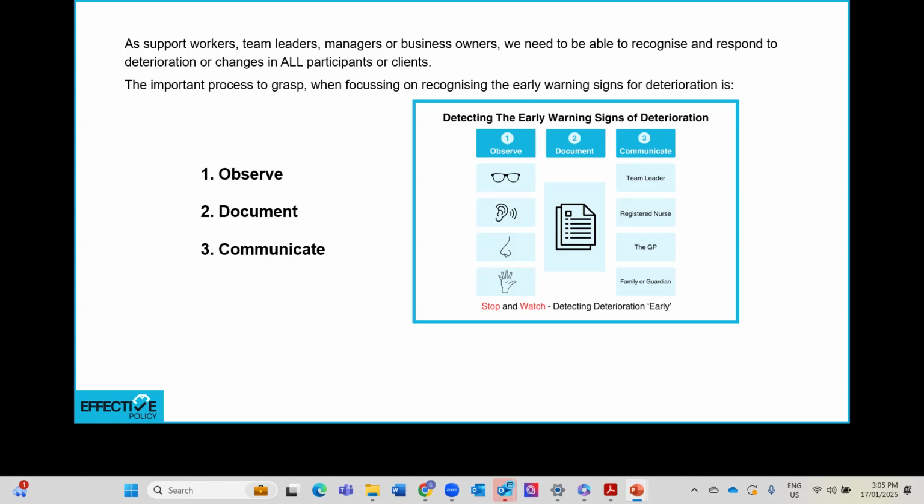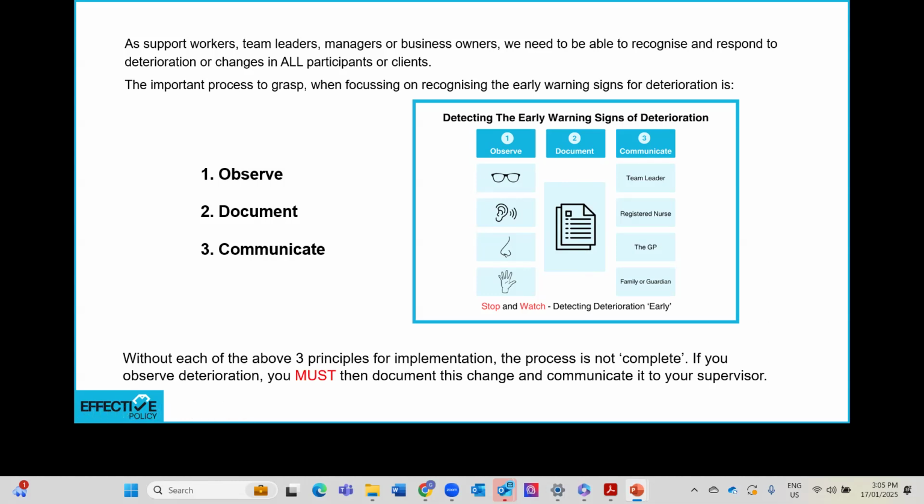1, 2, and 3 work together. 1 on its own is not good enough. We do need to document it, because you won't have the same person on all the time. It's got to be written down. It can't be just passed on verbally to anybody. So observe, document, and communicate.